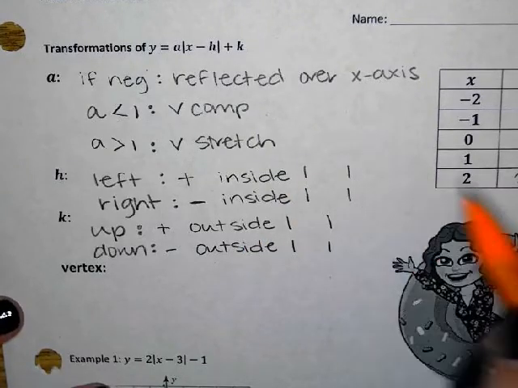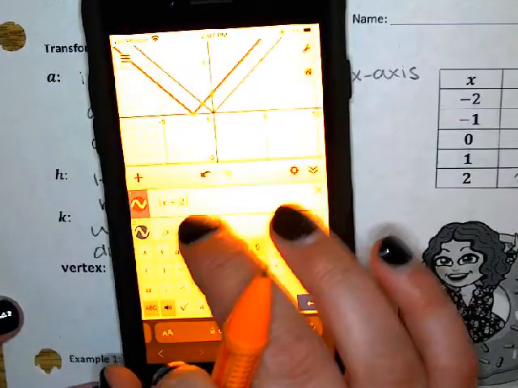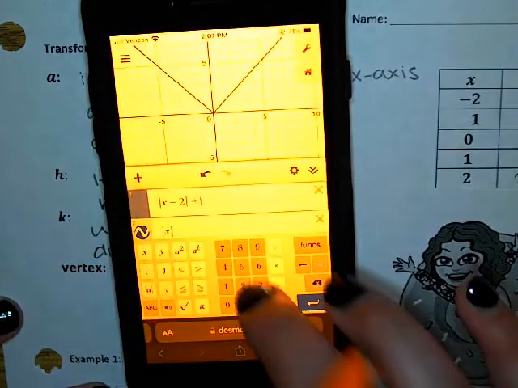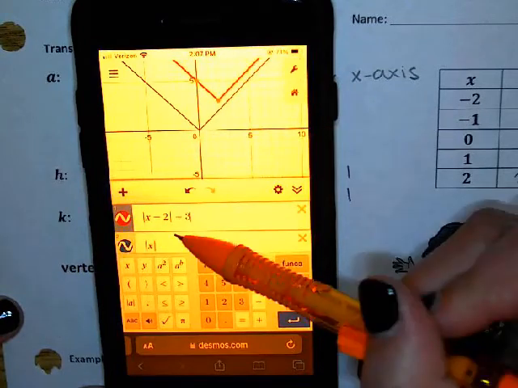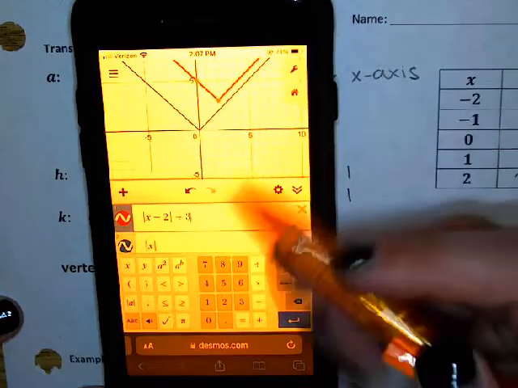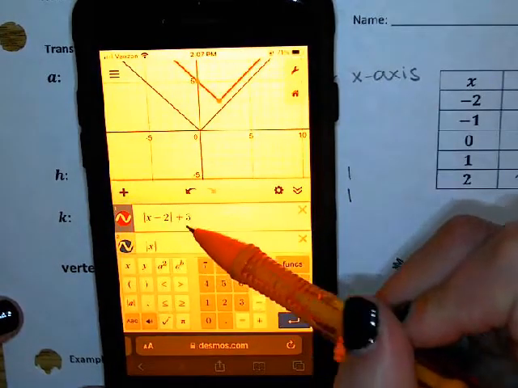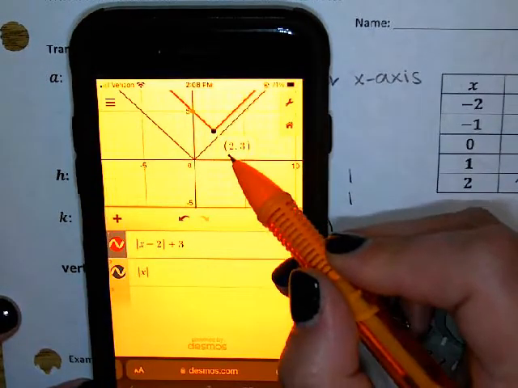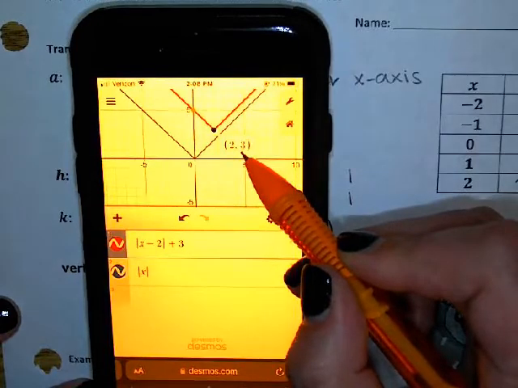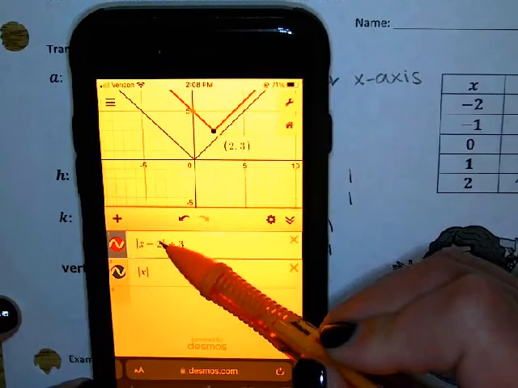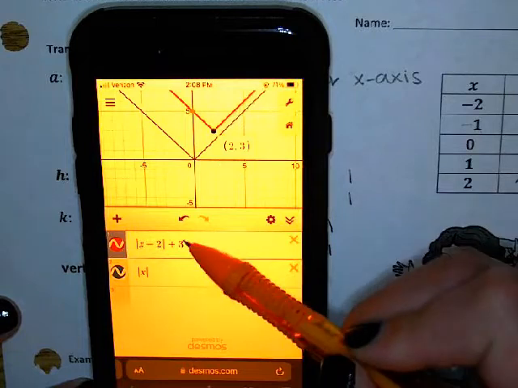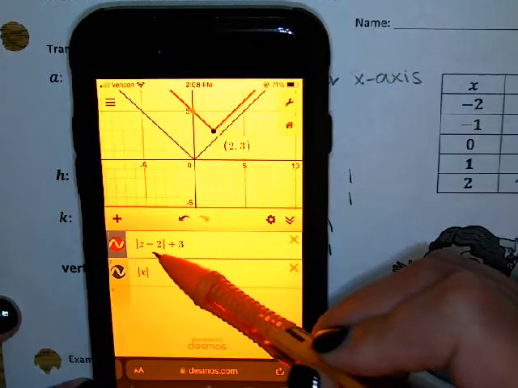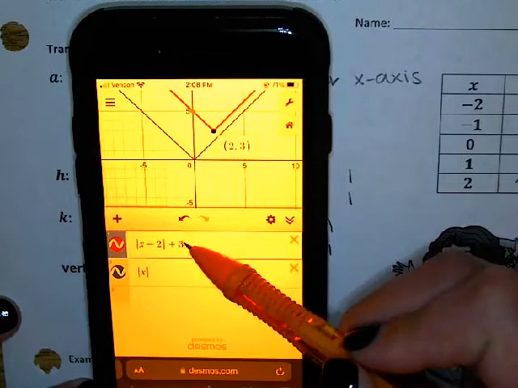Now, one thing that's also interesting here, I'll go ahead and put that same example that I had back, plus 3, is that you can actually find the vertex from the equation. So here I had 2 and 3, and if I click on this to know what the vertex is, positive 2, positive 3. So the vertex is the opposite of this number and exactly the same as this number. So it's the opposite of what's inside the absolute value sign, and it's exactly what's on the end.